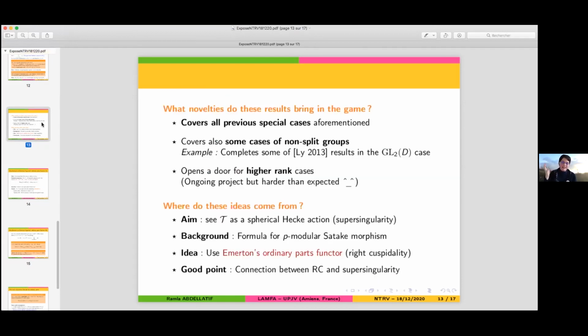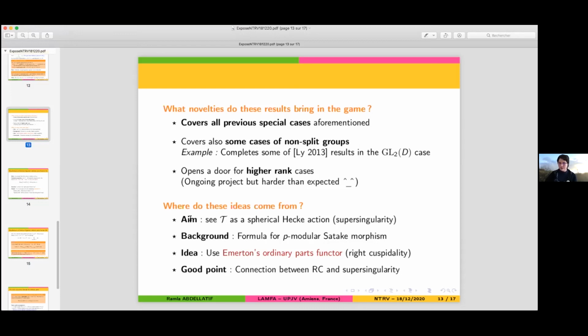Just before that, the novelties that this brings: as I said, not only does it cover all the special cases that have been done so far, but it brings further information, for instance for non-split groups. For instance, in Tony Lee's PhD, there was some result about representations of GL2(D) with D a division algebra, and here we complete some of these results in the non-supersingular and in the supersingular case. And it kind of opened a door for higher rank cases because all the tools that are used in our proofs are well defined for higher rank groups. But the thing is that it's more complicated than expected. It's an ongoing project. And okay, even for GL3, there are some things.